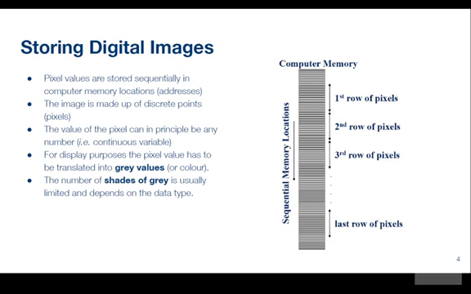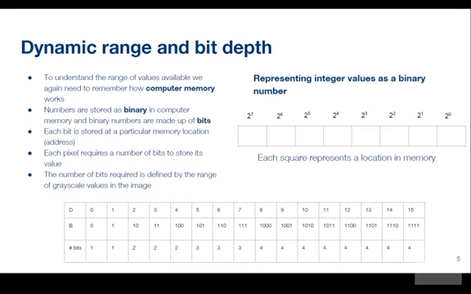And in the case of the grayscale color, it's a shade of gray. We can also do it in color, and I'll show an example of that in a minute. But the number of shades of gray that we use is limited, and it's going to depend on the data type that we're going to use. When we're thinking about images, we need to understand the binary number system, because that's how the information is stored in our memory location.